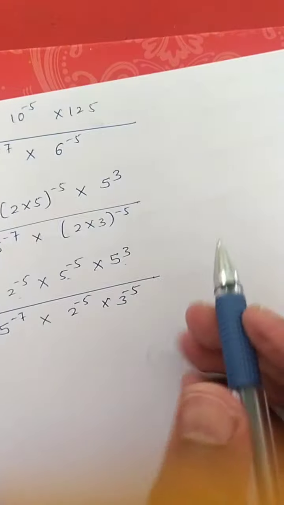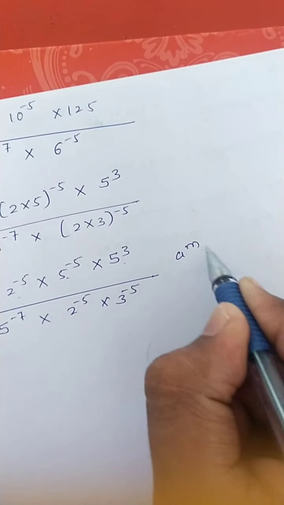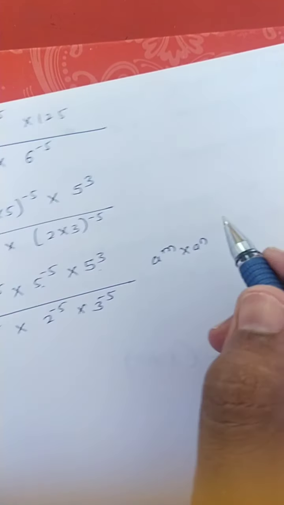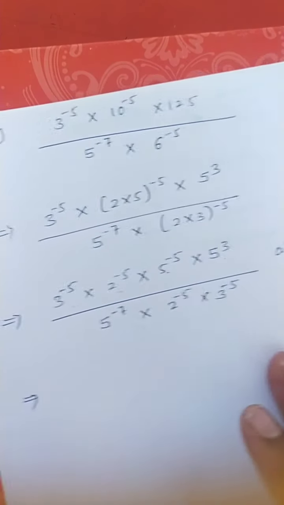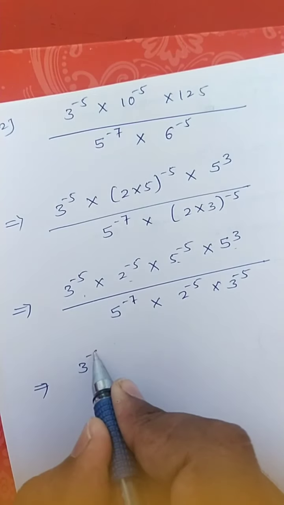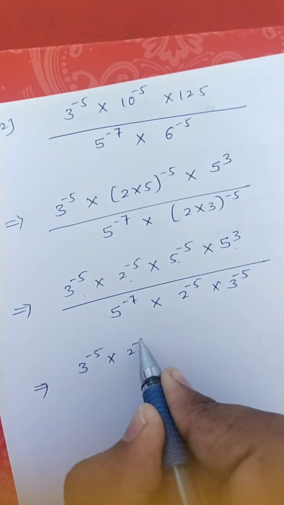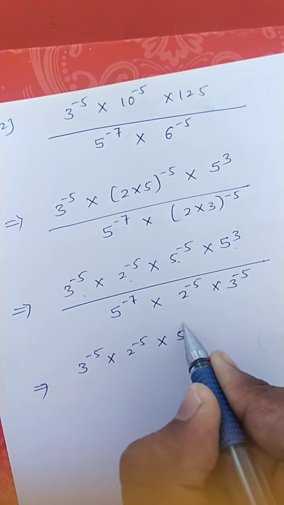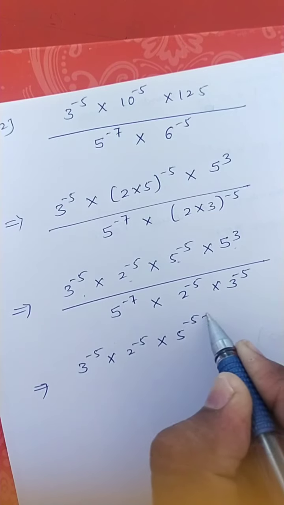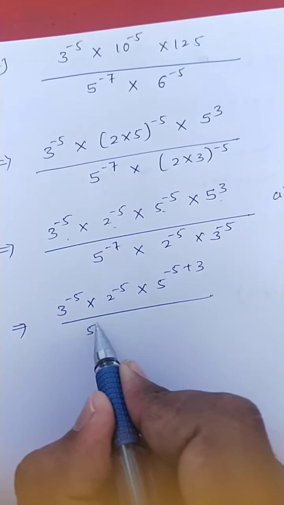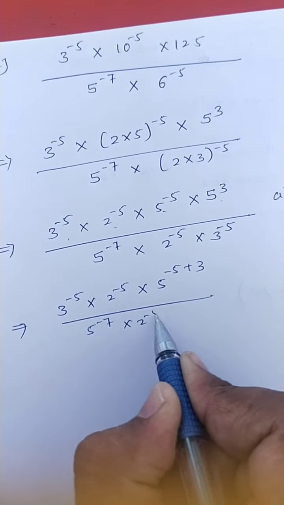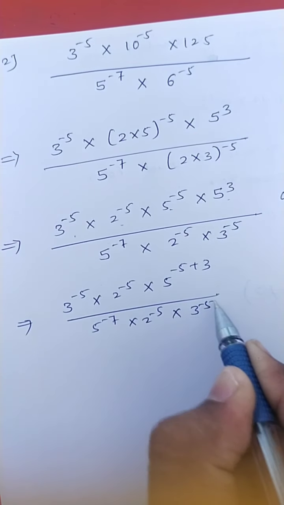So now we have to use the formula a raised to m into a raised to n is equal to a raised to m plus n. Okay, so now see, 3 raised to minus 5 into 2 raised to minus 5... it is minus 5 plus 3. Similarly, here see 5 raised to minus 7 as it is, 2 raised to minus 5 as it is, 3 raised to minus 5 as it is.